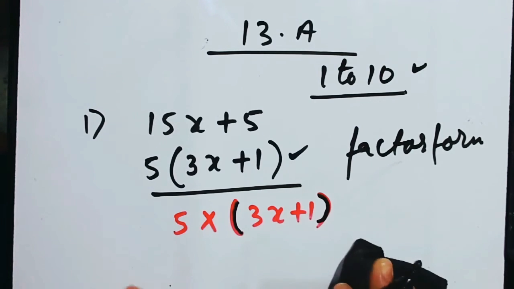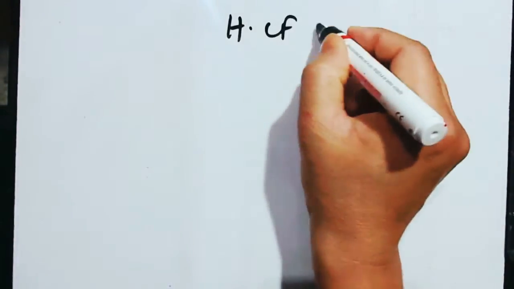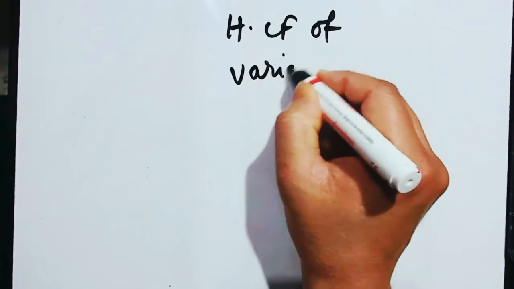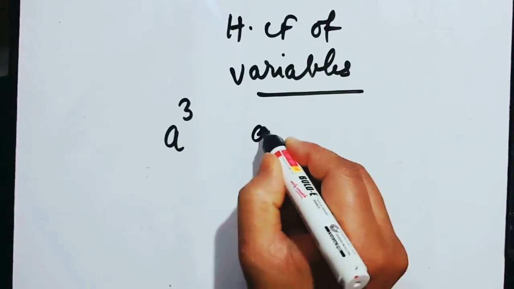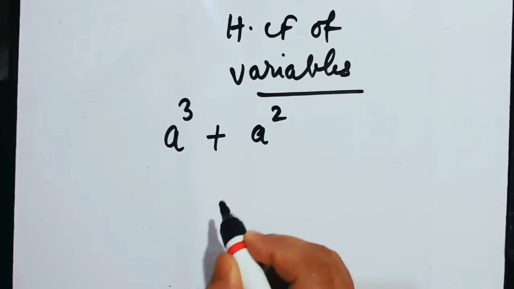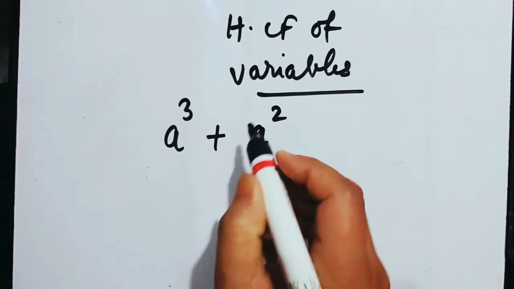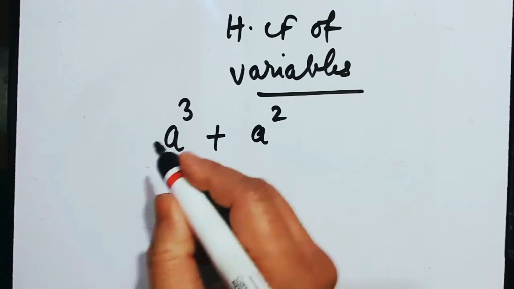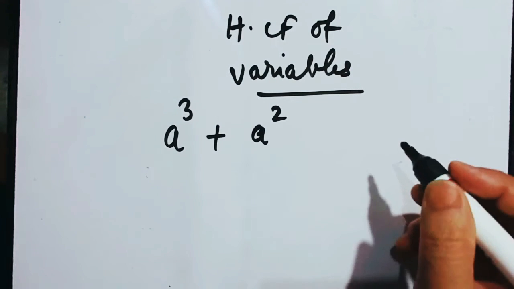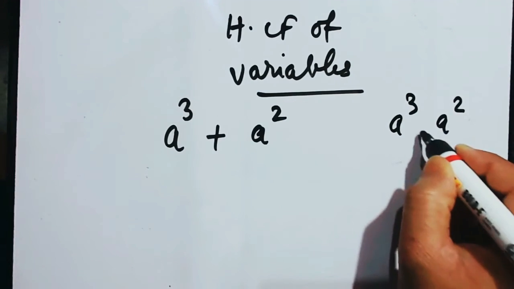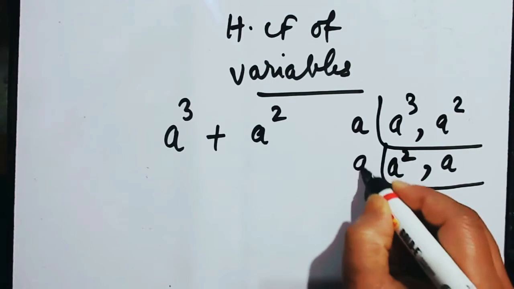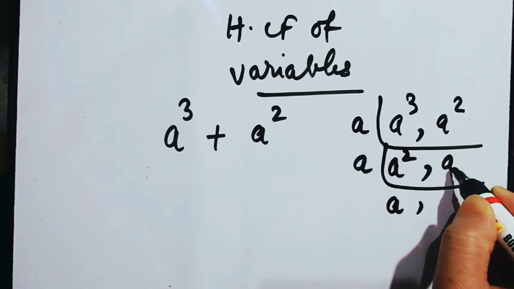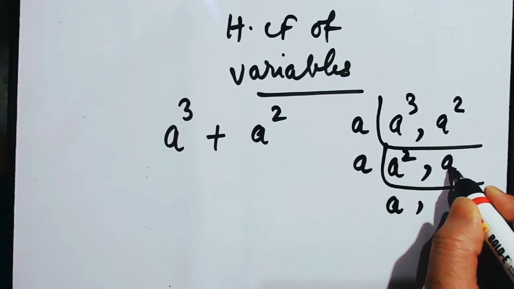Now let us talk about the HCF of variables. Variables means, for example, let us take a cube and a square. So a cube plus a square, I am going to convert this into its factor form. Therefore, first I have to find out the HCF. Now let us see how we are going to find out the HCF. So a cube and a square, when you divide by a, you will get a square and a. Once again, let us divide by a, you will get a, and here you are going to get 1.